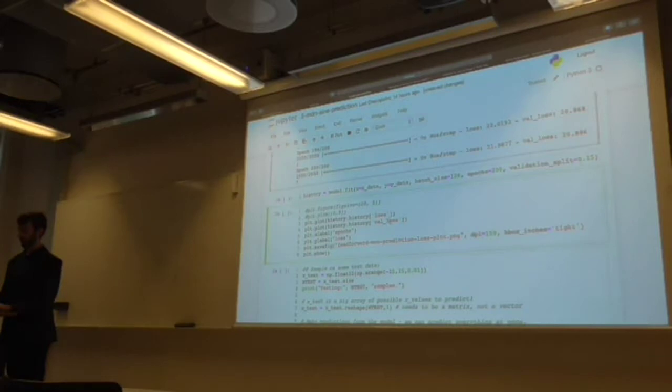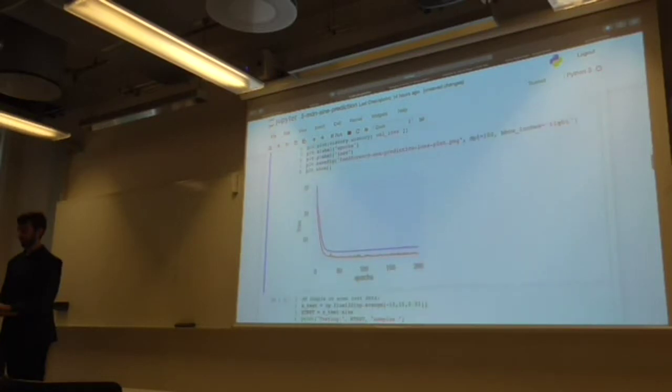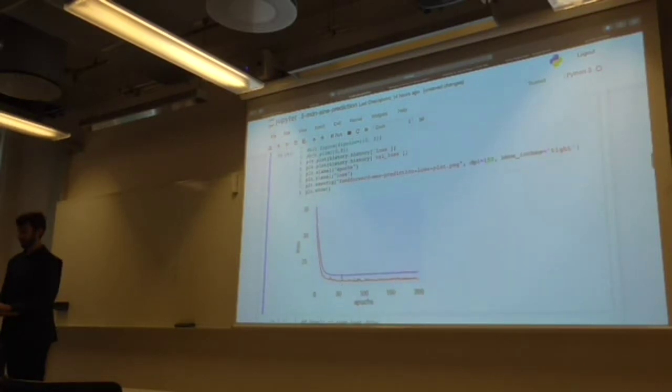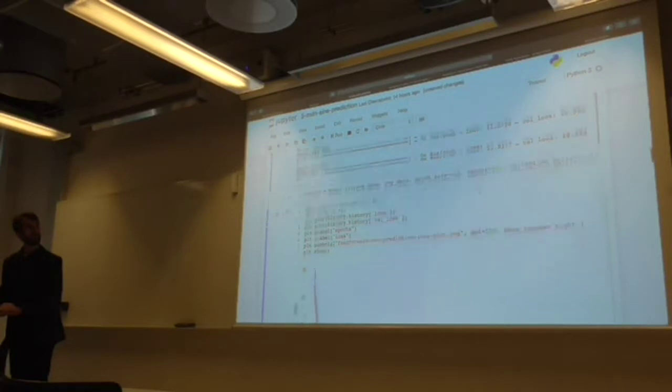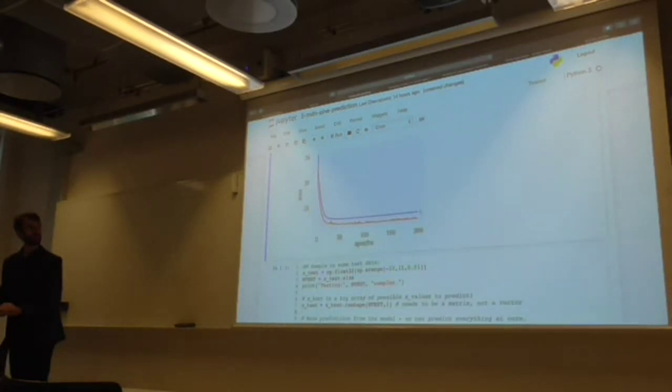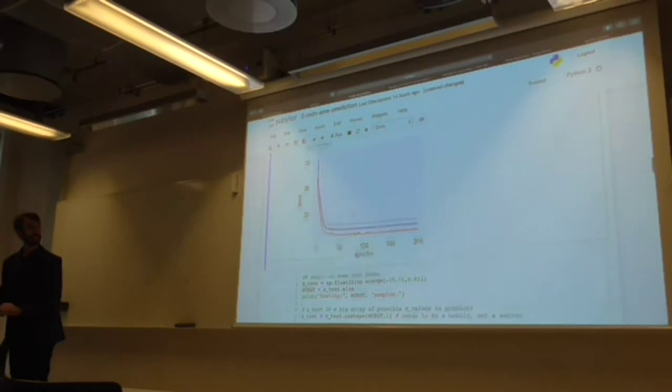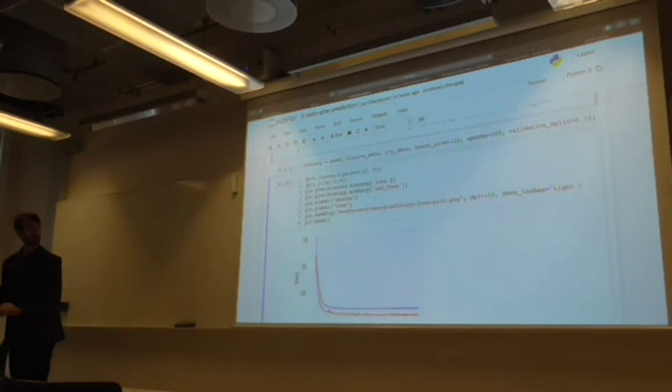Now let's see what the loss value was over time. So I think the loss value is the orange one, validation loss is the blue one. So it came down to about, the validation loss is a bit smaller. Came down to this value about 20 and then stuck there, didn't move.